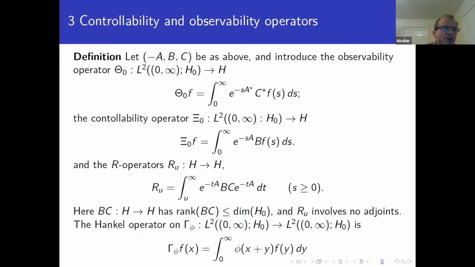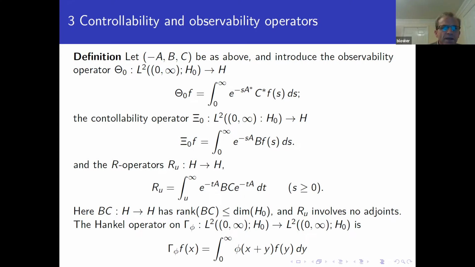So that's one reason why one wants to study this object, and it turns out to have some significant properties. A more familiar object is the Hankel operator, gamma phi. This is going to be defined on the L2 functions with values in H0, and we get this by the familiar formula in which we take phi of x plus y and integrate that against f of y dy, and the integral runs from 0 to infinity.